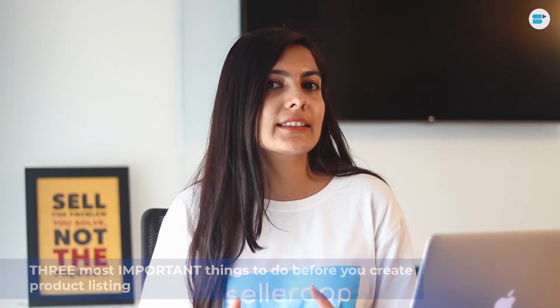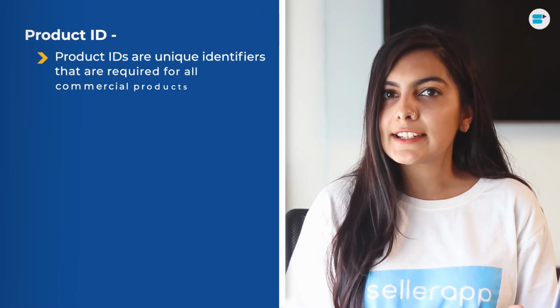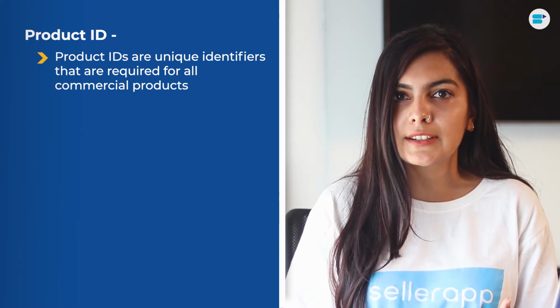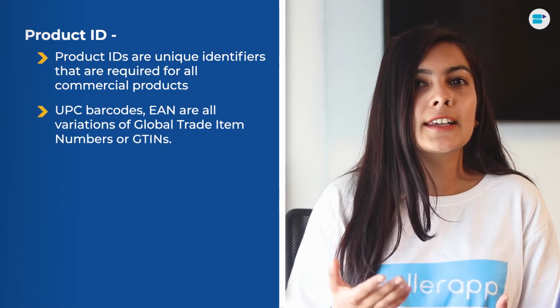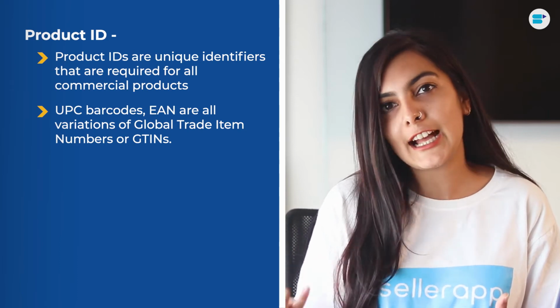If you're selling a product that's never been sold before on Amazon, then you need something called a Product ID. Product ID is a unique identifier for commercial products. EAN and UPC are all variations of Global Trade Item Numbers, or GTINs.